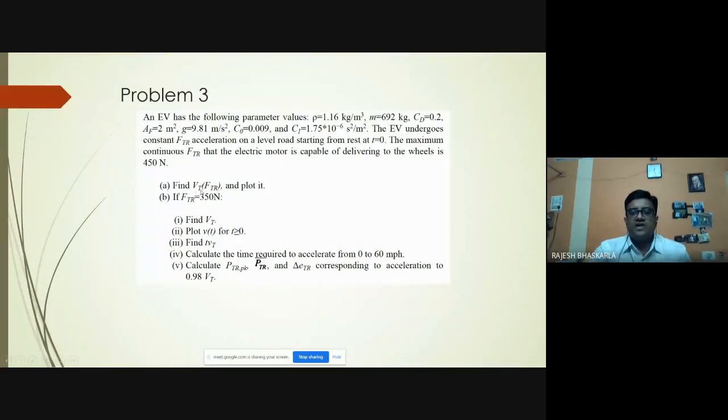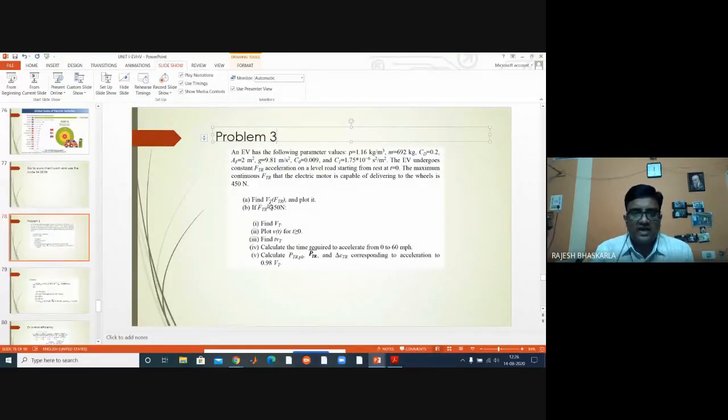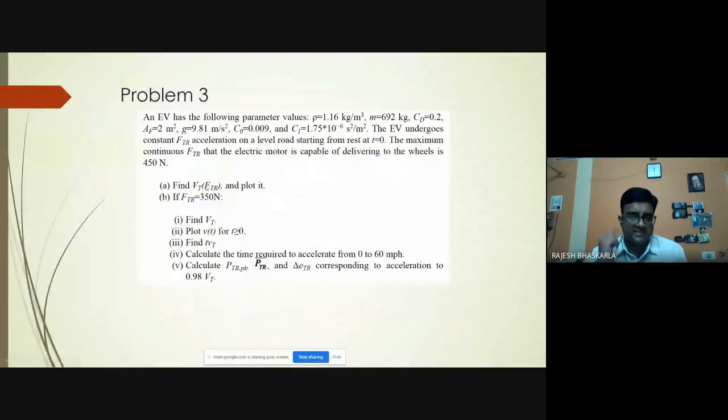So plot means you need not draw it. If you simply write the expression of VT in terms of FTR, that's enough. Are you understanding what I'm saying? Yes, sir. Simply if you write the expression of VT in terms of FTR for this problem, that is sufficient. And he's saying that the FTR is 350 Newton.